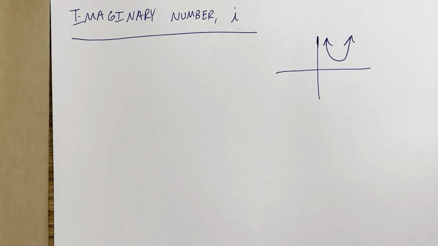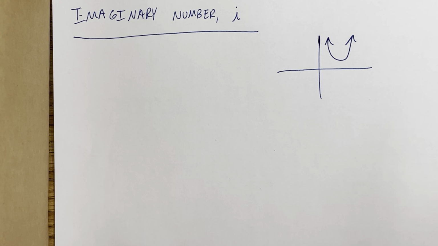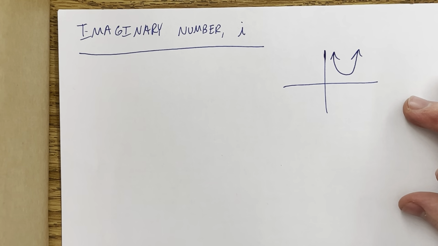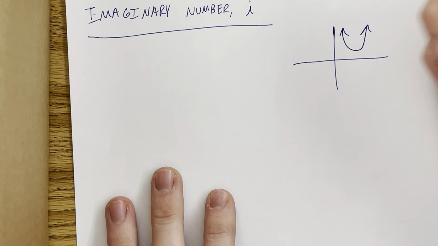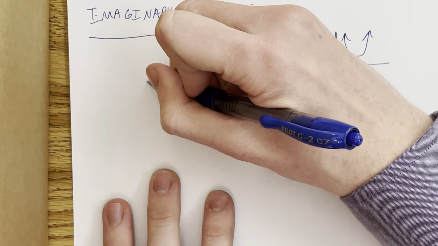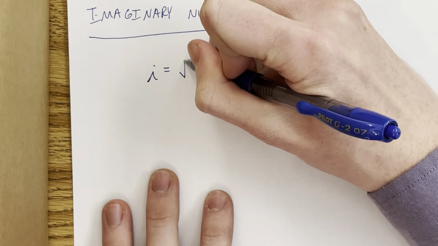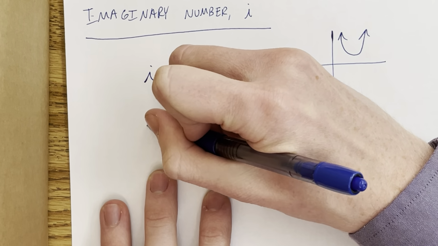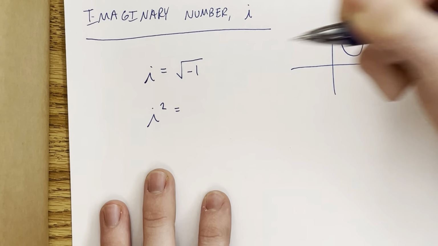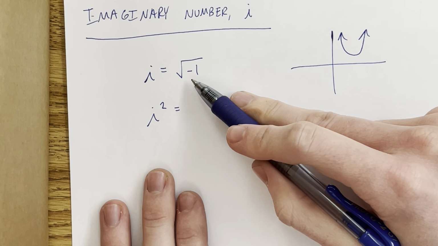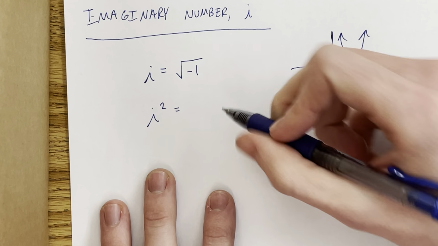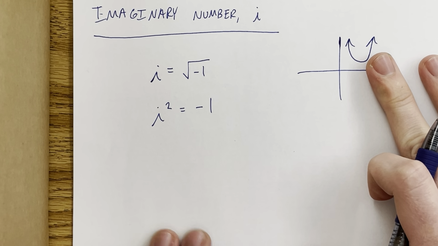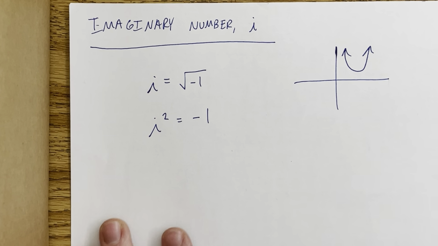But interestingly enough, a famous mathematician decided to come up with the idea of imaginary numbers, in which he called the imaginary number i is equal to the square root of -1. So therefore, i squared would be equal to whatever square root of -1 squared is, which would just be -1. This is the main idea of imaginary numbers.